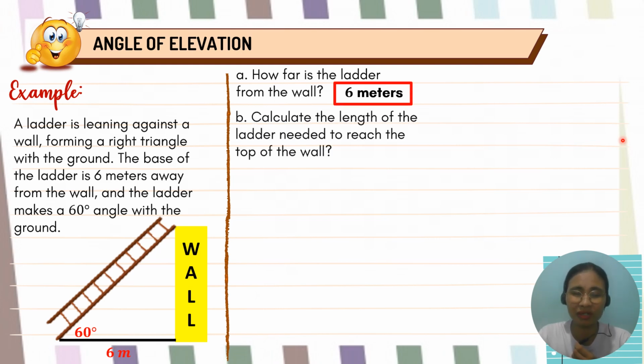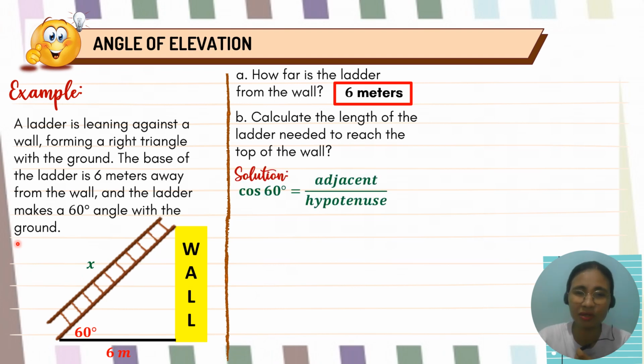Next, the second question is, calculate the length of the ladder needed to reach the top of the wall. So which means, the question here is the length of the ladder. If you are going to consider our illustration, this is an example of a right triangle wherein the wall is our altitude and then with the ground that is the perpendicular lines. So we have, how are we going to solve for the length of the ladder? So I try to represent it with x. And making use of the condition cosine 60 degrees is equal to adjacent over the hypotenuse.